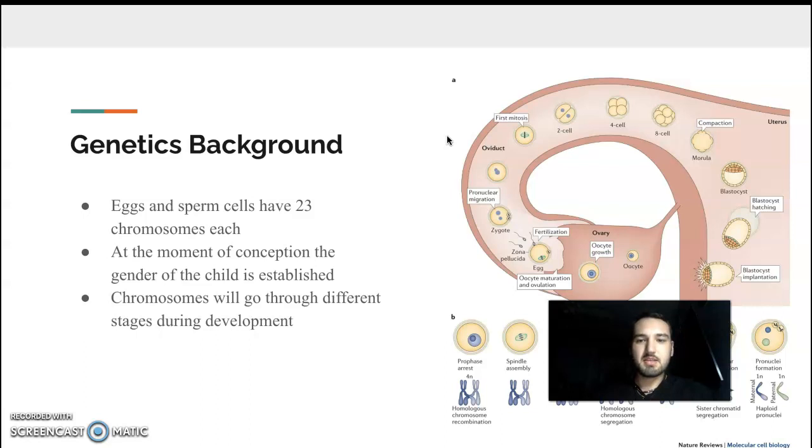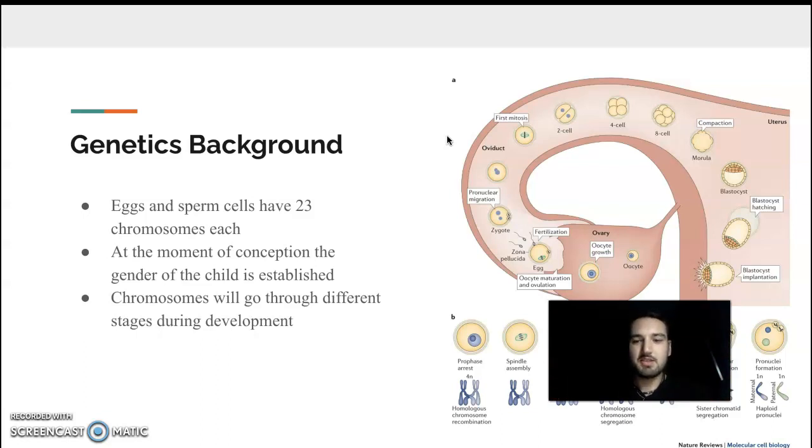As I mentioned, there's a lot of genetics going on throughout this development. As we begin the first stage of fertilization, we know that the egg and the sperm both contain 23 chromosomes. So we have 23 chromosomes coming from the egg, 23 chromosomes coming from the sperm.